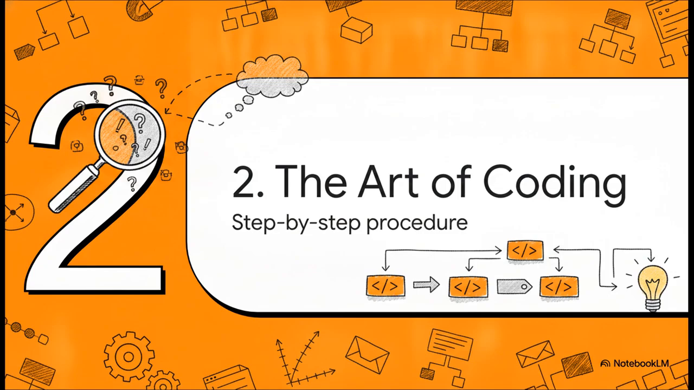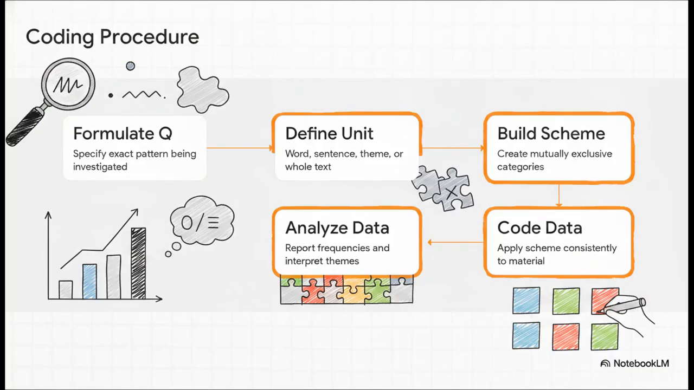Moving right along to Section 2, the art of coding. What's really fascinating here is how we actually put all that abstract detective work into a rigorous step-by-step practice. When you walk through the basic procedure for content analysis, literally everything hinges on building a rock-solid coding scheme before you even think about analyzing your material. First up, you have to define your unit of analysis. Are you going to code every single word, every full sentence, or maybe the whole text as one chunk? Choosing the right unit is a huge deal.